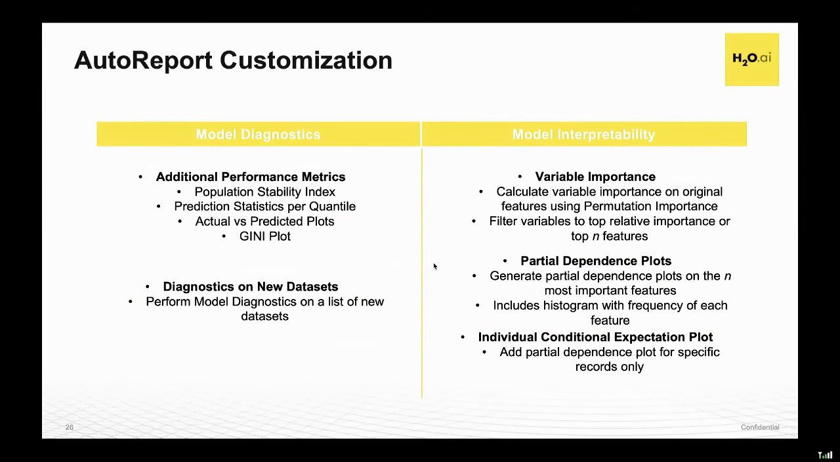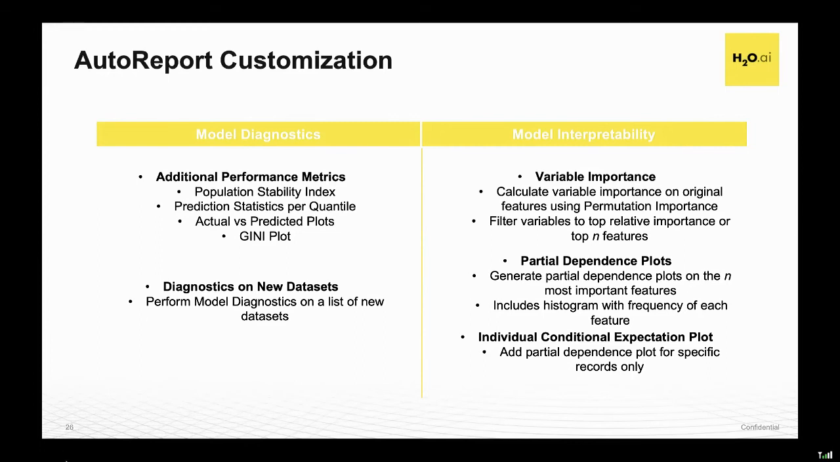These are available either to change in the config file for Driverless if you want it to run for every experiment. You can also create custom auto reports from the Python client of Driverless AI. So these are the types of things that you can customize in your auto report today out of the box. You can add in any additional performance metrics that you might want to see in this report. Some examples of the ones we have available today are the population stability index, we have a Gini plot, we have some actuals versus predicted plots, and so forth.